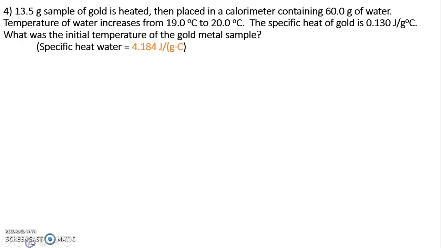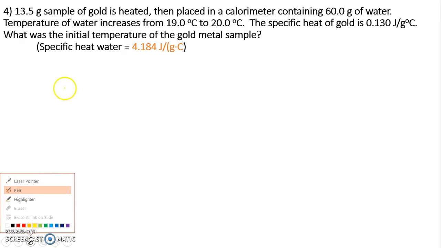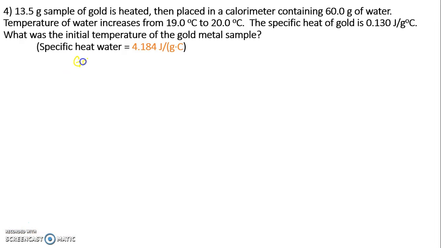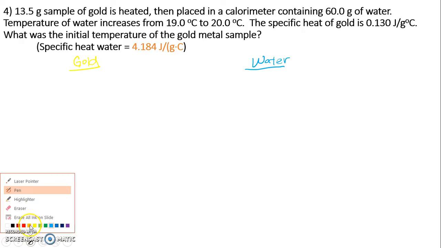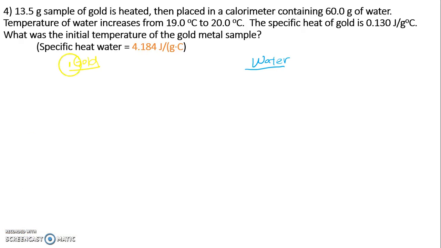So my two different substances, I've got gold. Hey, let's do that. Gold. And I've got water. If you'll notice, one of them is always water. So let's go through and highlight. I've got gold in yellow. So 13.5 grams, that's for gold. It's heated, placed in there. That's water. The water temperature changes.